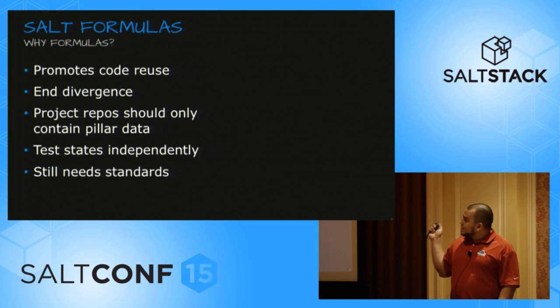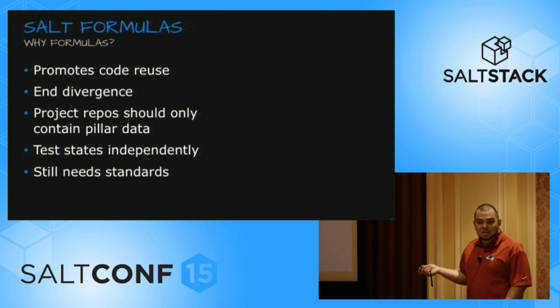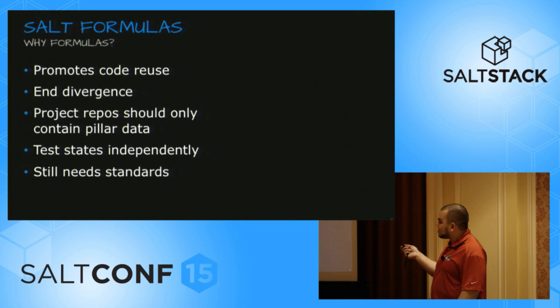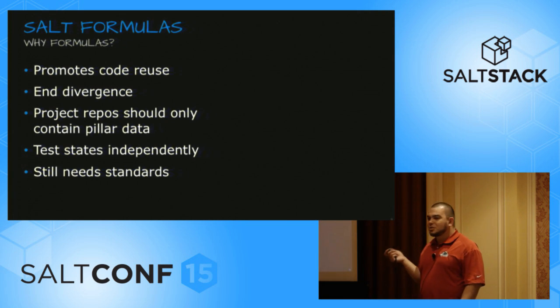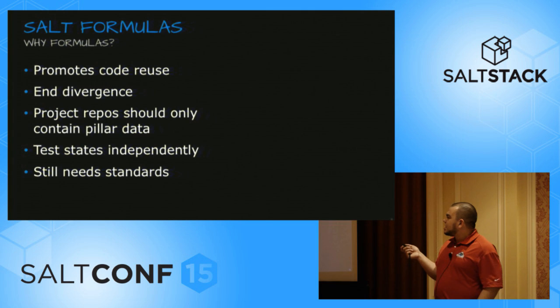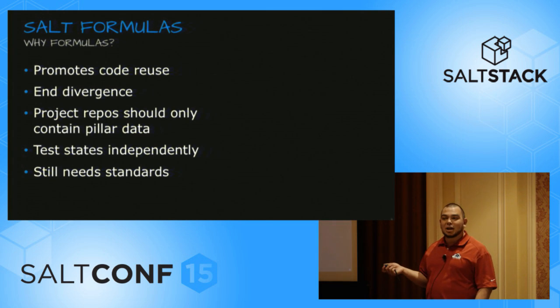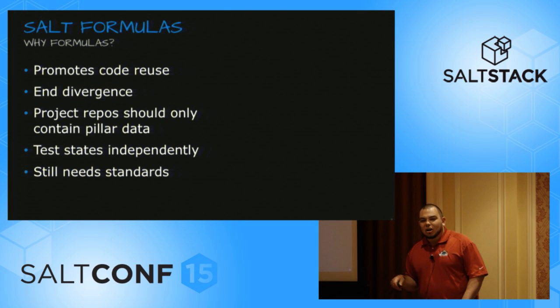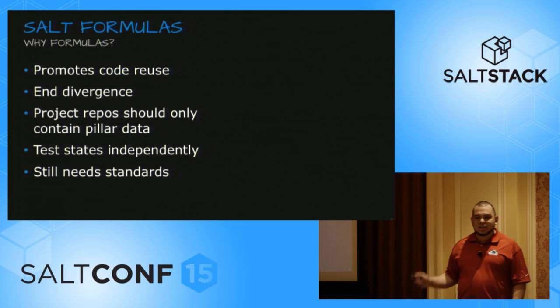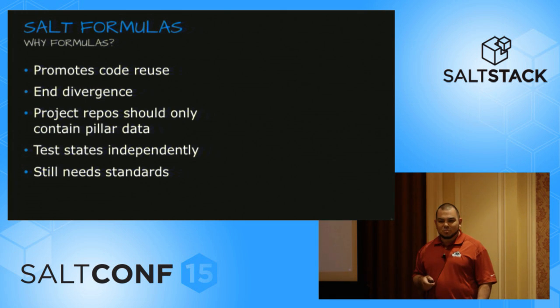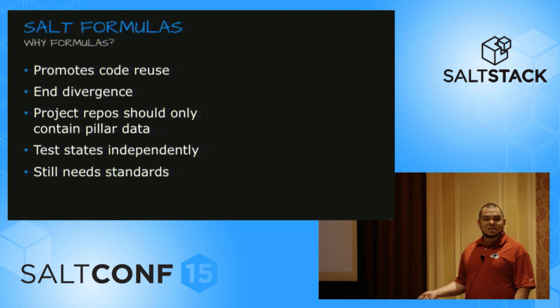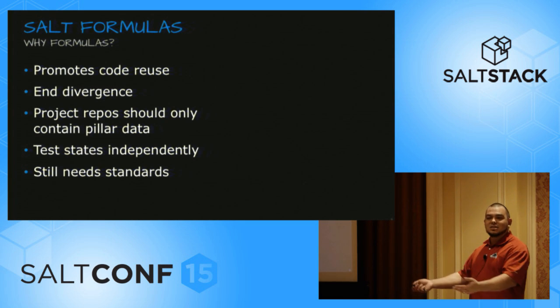What we ended up doing is that really helped end some divergence in a lot of places, right? So we're all using those shared libraries. We decided project repos, the end goal of this is that project repos should only contain pillar data for that project. So all of your other state logic should be encapsulated into individual reusable formulas, and then your project just contains the pillar that configures that to execute in your environment.